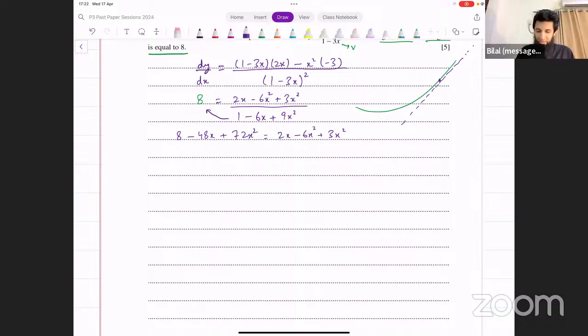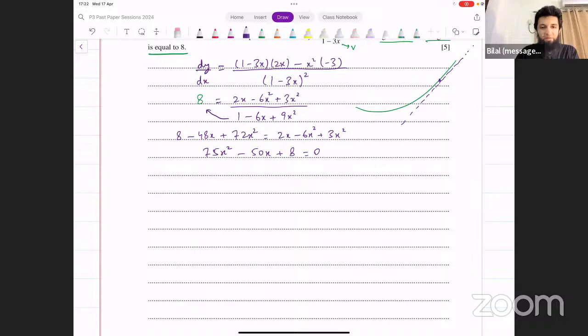So what does this become? 72x squared plus 6x squared minus 3x squared. That's going to be 75x squared. And then you have minus 50x plus 8 equals 0. Okay, so that looks relatively better. Let me see if we have any result from this. 75x squared minus 50x plus 8. Let's solve this and see what we get.